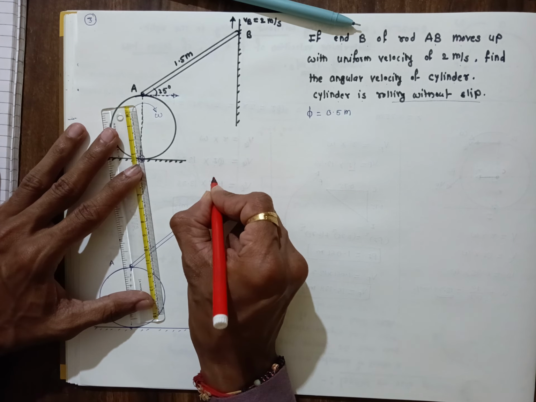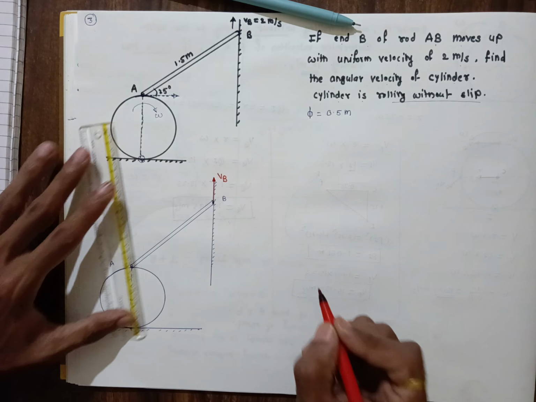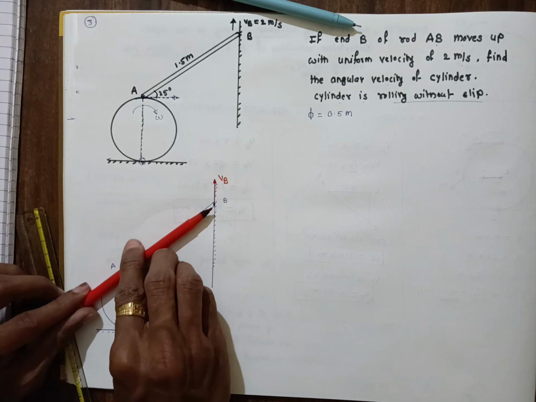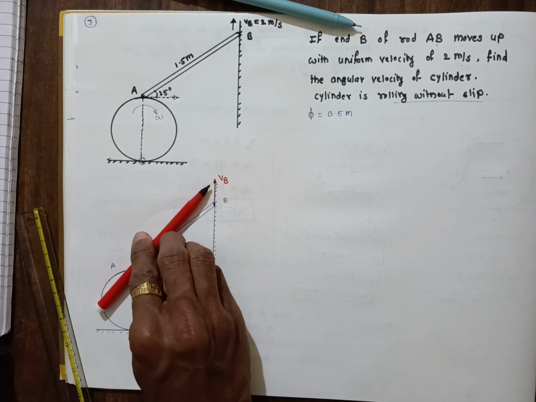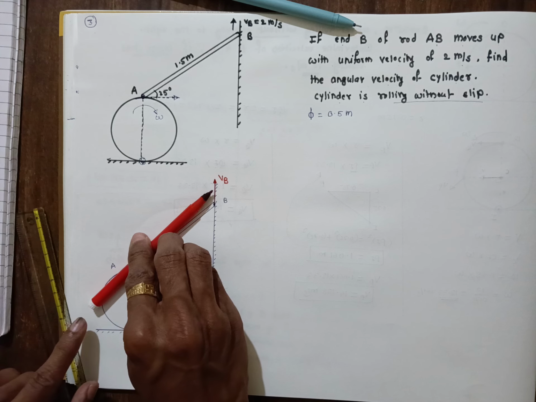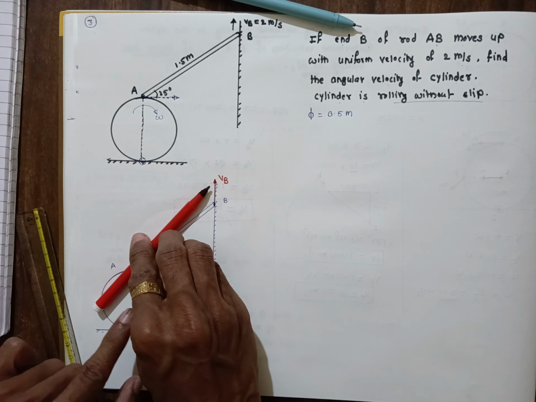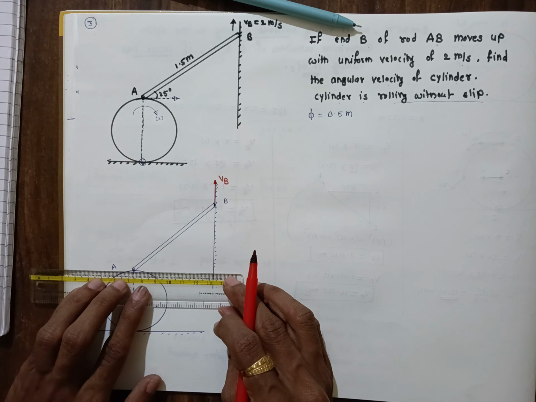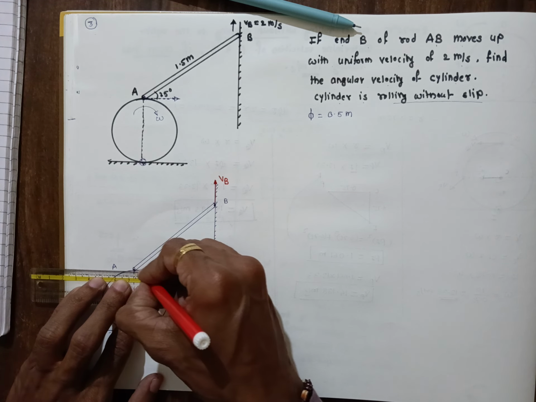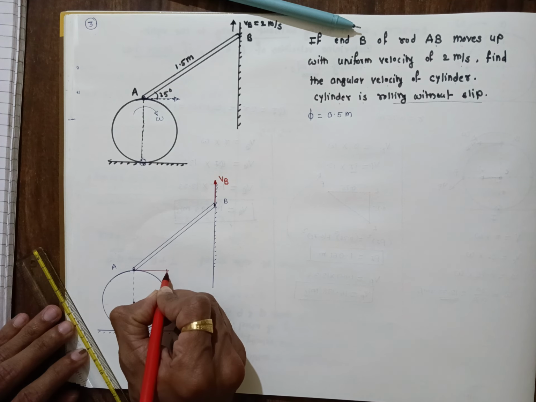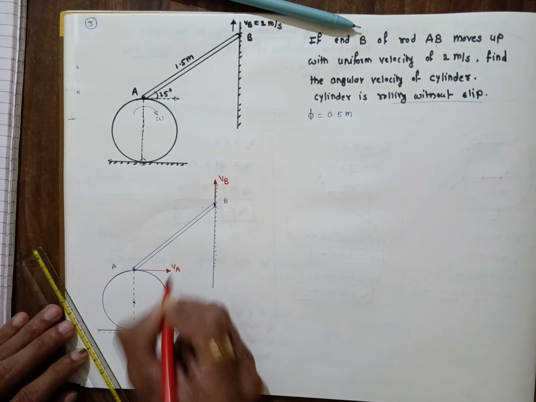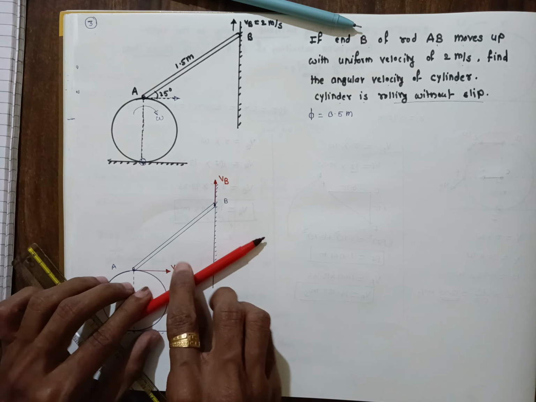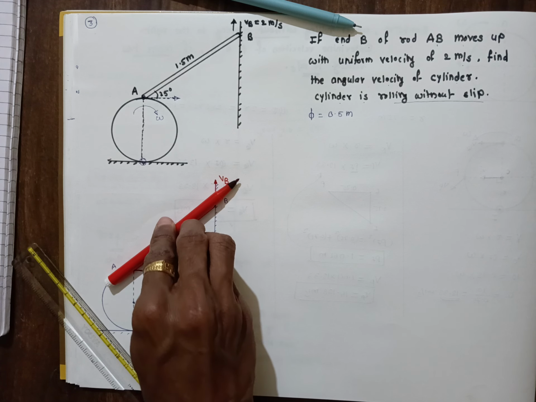So this is the velocity vector of the point B. Now as the point B moves in this direction, you can see here, as this point moves upward, the second end point will move to the right side in this direction. Means point A will move to the right side. So draw the velocity vector of the point A towards the right. So this is VA.